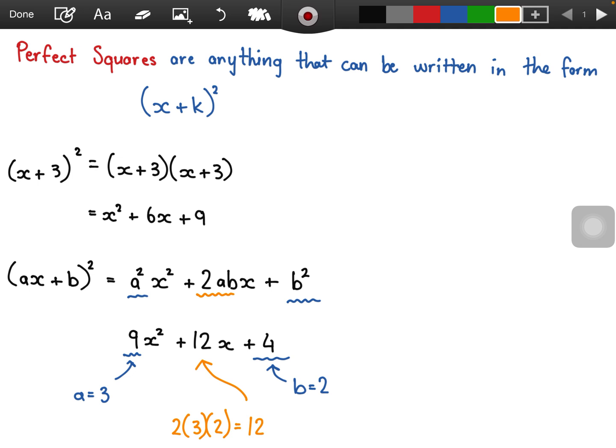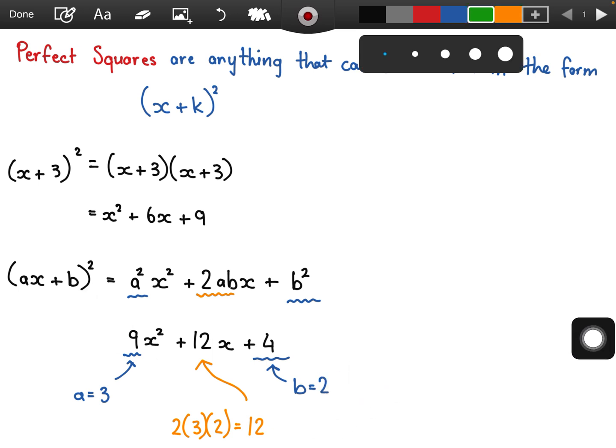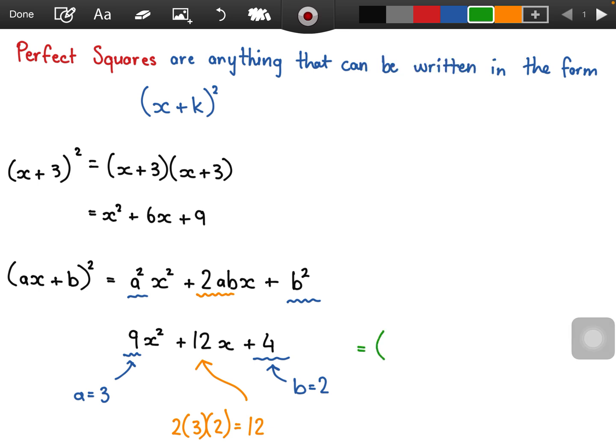So this is a perfect square. It can be written in a very nice form, and once we have decided what that form is, we can also write it down. What was in front of the x was 3, and what was by itself was 2. This is a perfect square because it can be written in the form (3x + 2) squared.